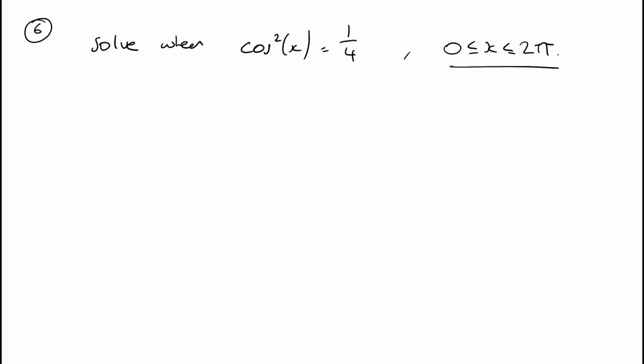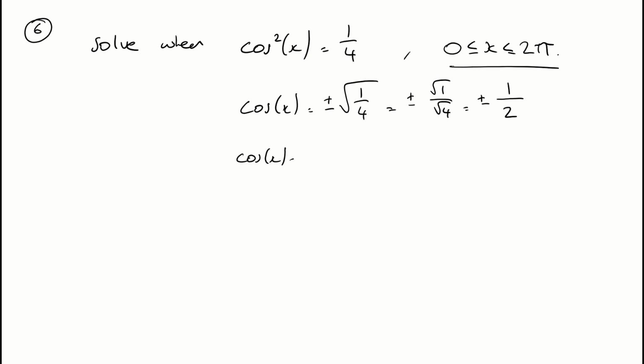So what if I take the square root of both sides? Well, then I see that the cosine of x can be equal to plus or minus the square root of a quarter. Okay, so I can rewrite that as plus or minus the square root of 1 over the square root of 4. And the square root of 1 is just 1. The square root of 4 is just 2. So I'm looking at plus or minus a half. So when is the cosine of x equal to plus or minus a half?